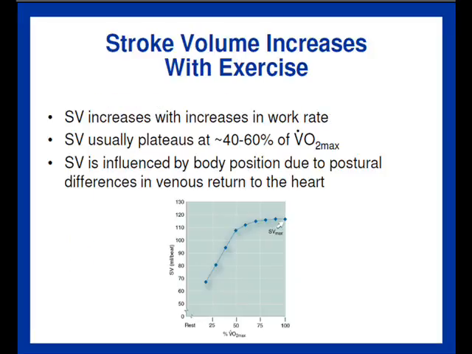Of course, stroke volume would increase with exercise. Okay, stroke volume of course increases with exercise because your sympathetic drive is increasing. I've already mentioned that. More blood is returning to the heart. And you're innervating the AV node and SA node with a sympathetic drive, increasing heart rate. So if you increase the heart rate, increase sympathetic drive, increase venous return, that will increase stroke volume. Stroke volume does increase with increasing work rate. It usually plateaus about 40 to 60% of VO2 max. It starts to plateau.